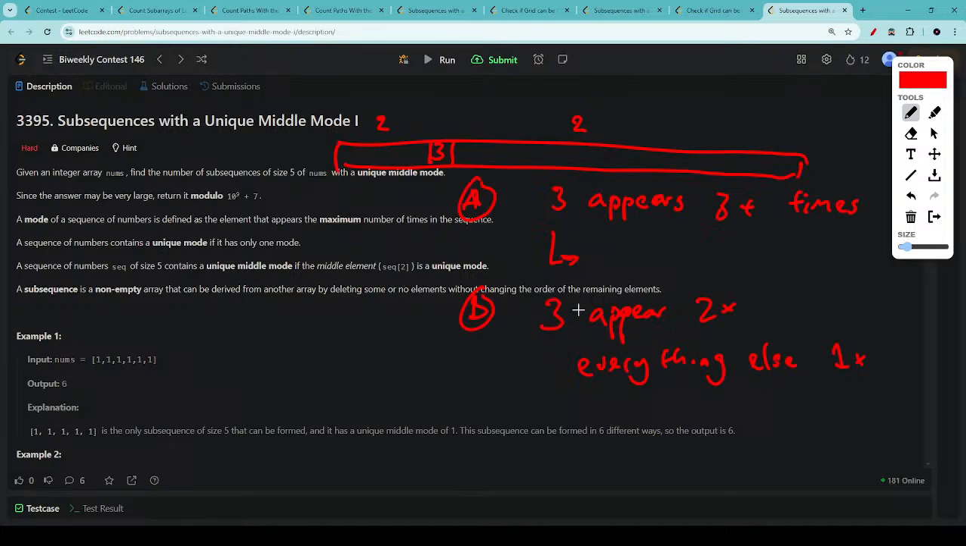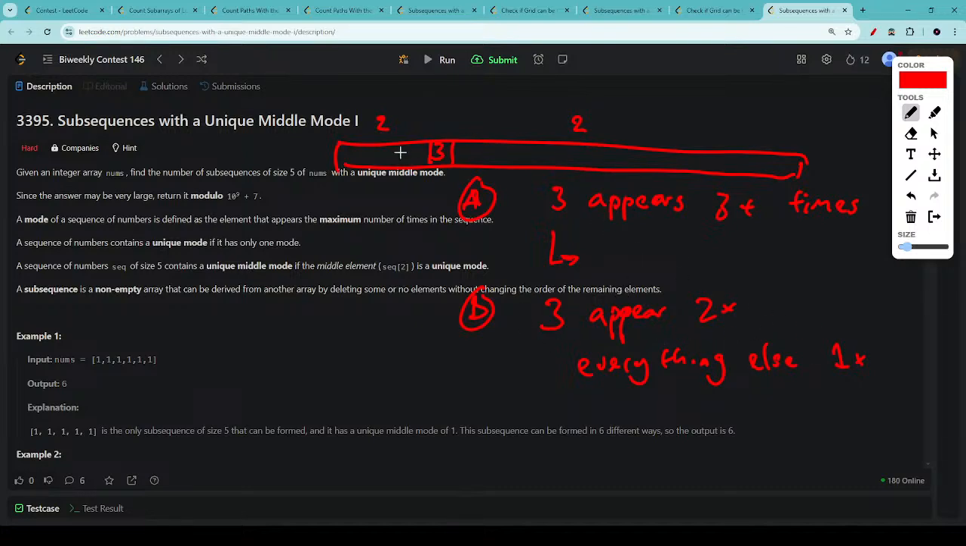And then for 3, you need it to appear exactly twice. That means it has to appear exactly once on the left and 0 times on the right, or vice versa. And everybody else must appear at least once. Exactly once. So you can again calculate that. So this is basically a combination and permutation problem.